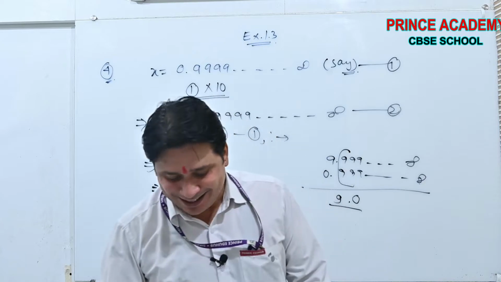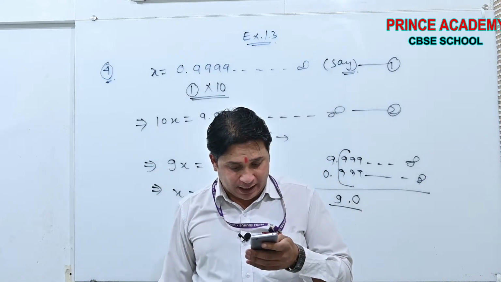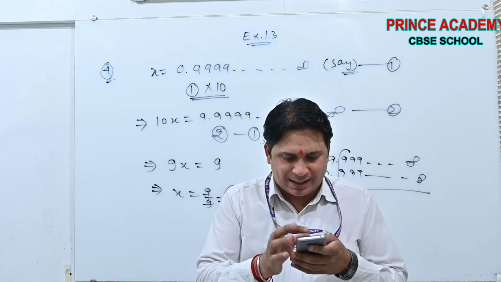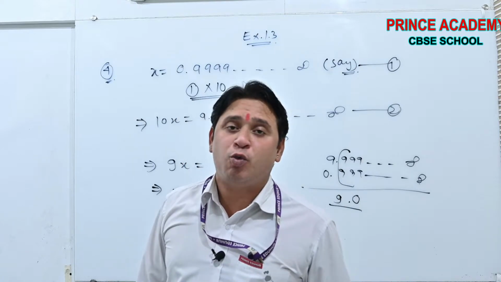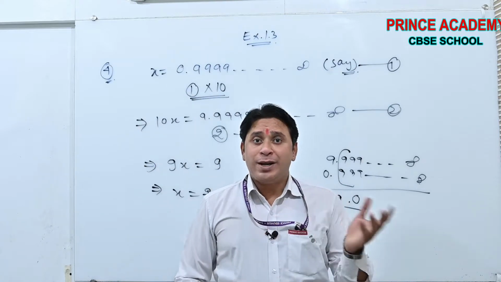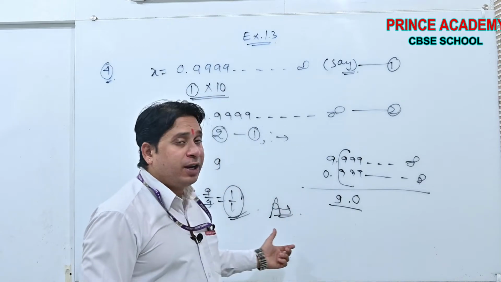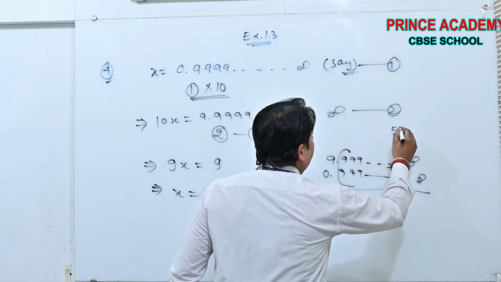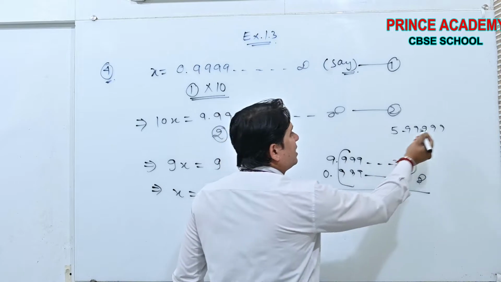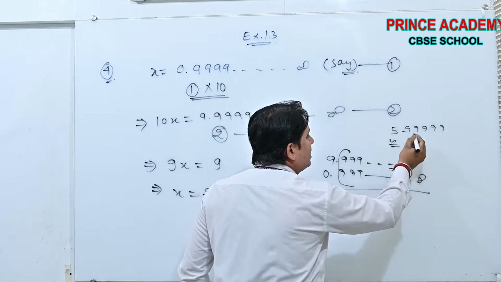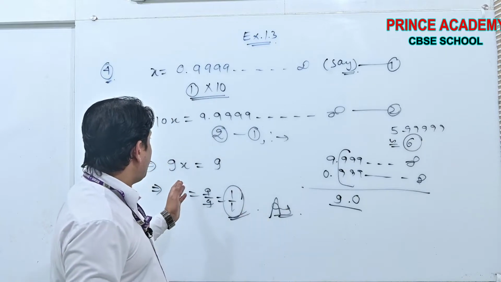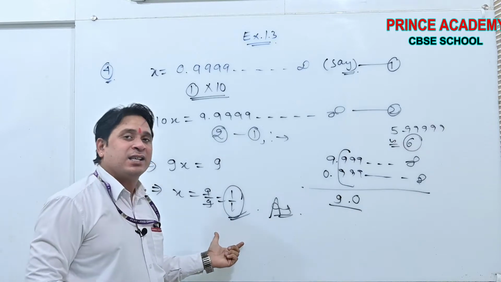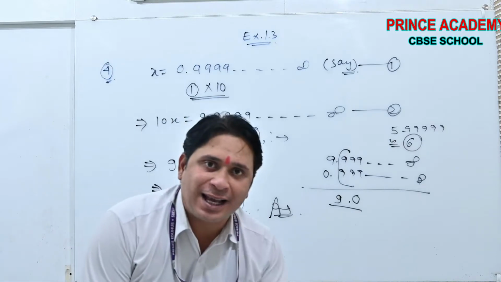Now after this statement, what is asked here beta? With your teacher and classmates, discuss why the answer makes sense. See beta, this answer makes sense. Why? In the junior classes we have studied how we do rounding off. Suppose I am writing 5.99999, what is this? After rounding off, it is approximately 6. Yes or no? In the same way, 0.999999 is approximately equal to 1. That's why this answer makes sense. Okay, done. Take the screenshot.